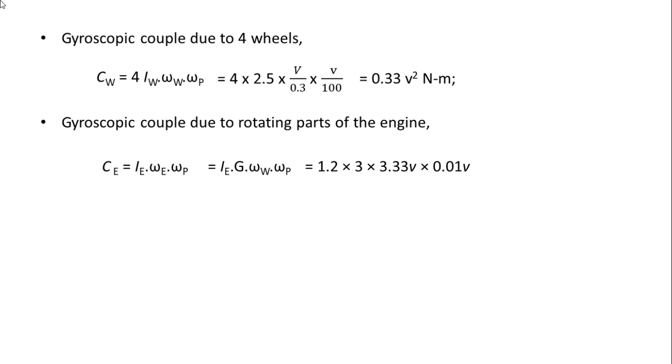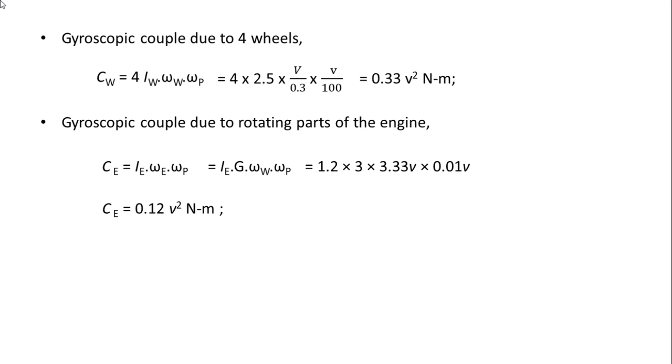So moment of inertia of the engine is 1.2. There is only one engine, therefore you don't have 2, 3 or 4 in the front. So the engine is 1.2 kilogram meter square moment of inertia. Gear ratio is 3. Engine speed is 3 times the wheel speed, 3.33 V. This is 0.01 V. Omega precision is the same for wheel and the engine, because that is the speed at which you are turning. Common to both. So this engine couple comes around 0.12 V square.